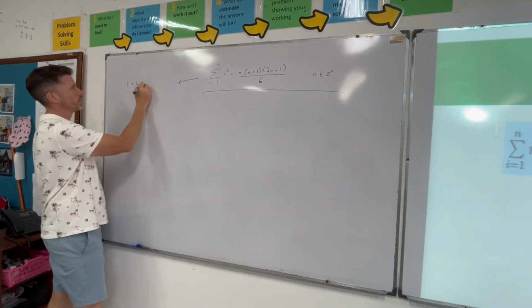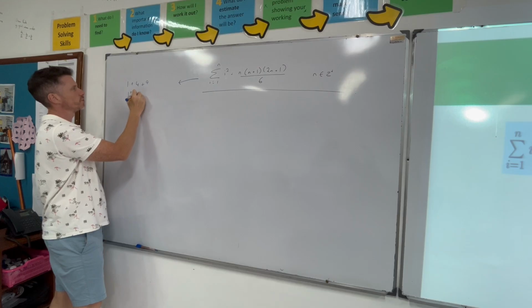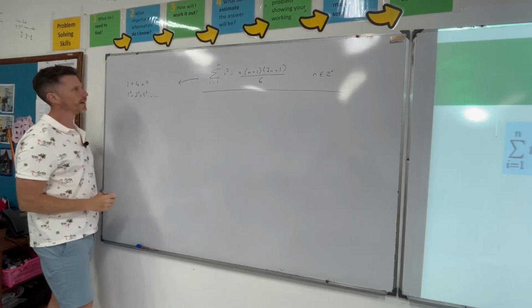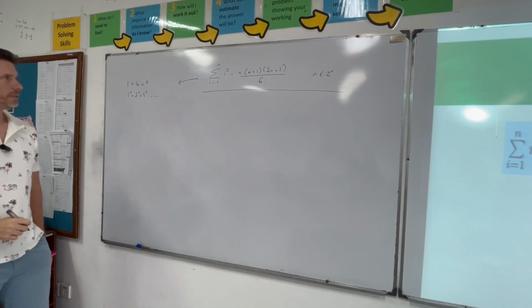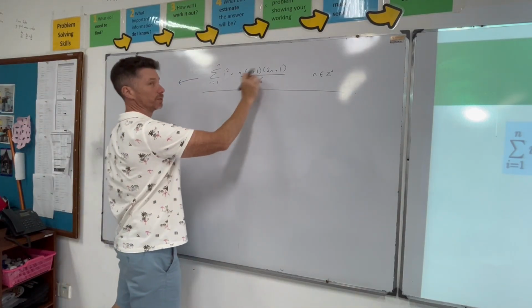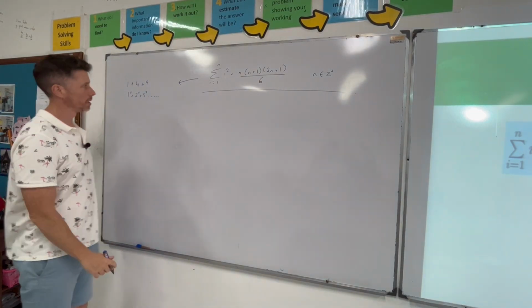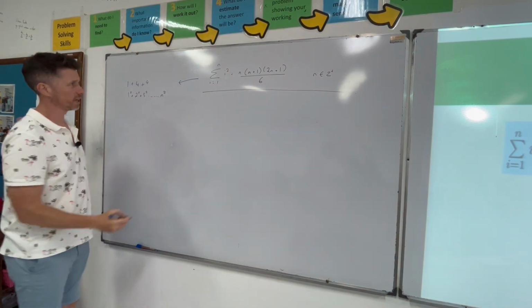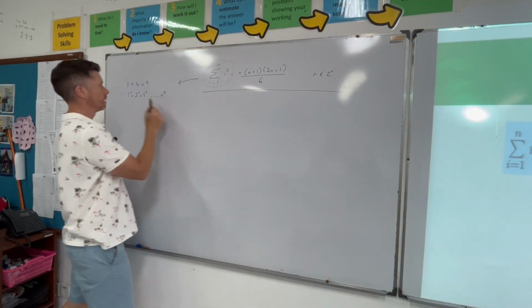So it's 1, 4, 9, or 1 squared plus 2 squared plus 3 squared is equal to this. When they add up, do they equal this? All the way up to n squared. Yeah, does that make sense? So this can be written like this as well.